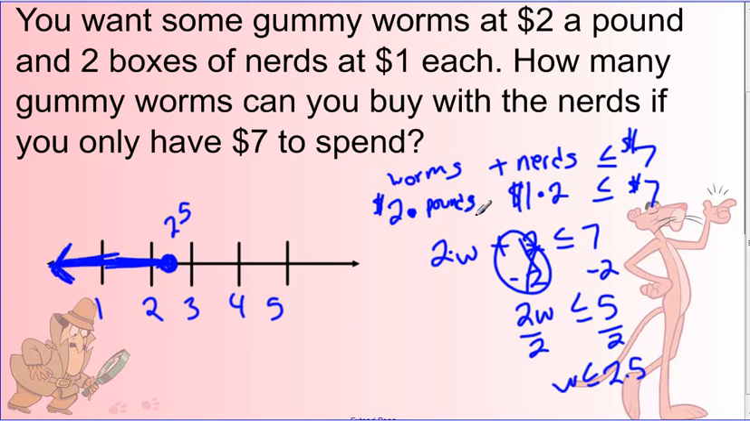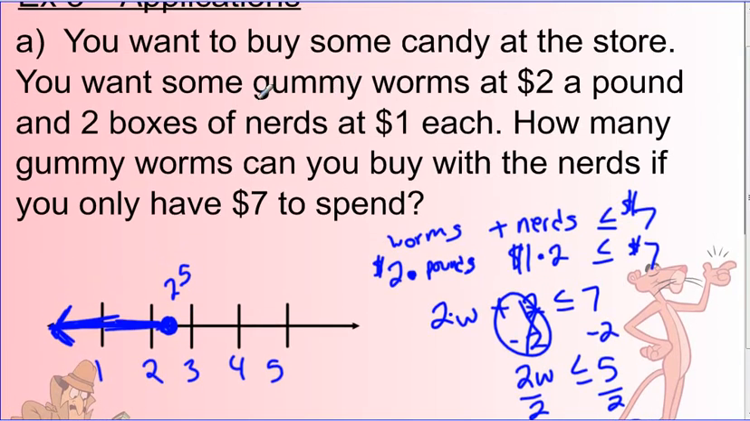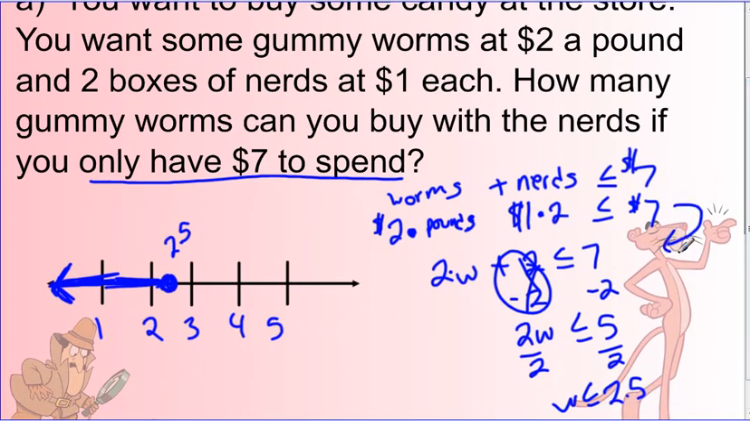Okay. So my worms plus my nerds had to be less than or equal to $7. That's what it says. I want to buy worms. I want to buy nerds. How many worms can you buy if you only have $7 to spend? Worms were $2 a pound, so every pound was $2. Nerds, I'm only buying 2 boxes at $1 each. That verbal model changed into this inequality. We then solved, and we got the poundage of worms to be 2.5 pounds. So anything less than or equal to 2.5 pounds of worms, and I'd be within $7.